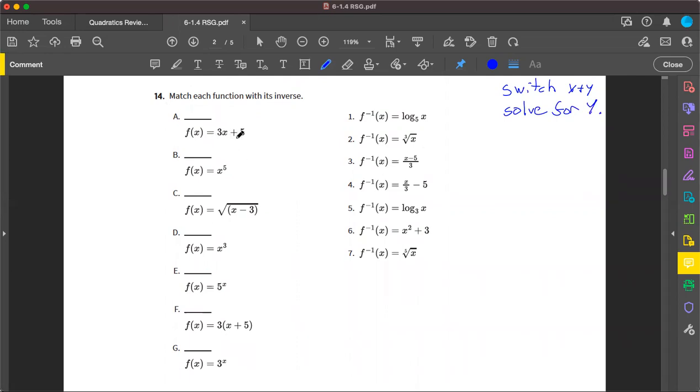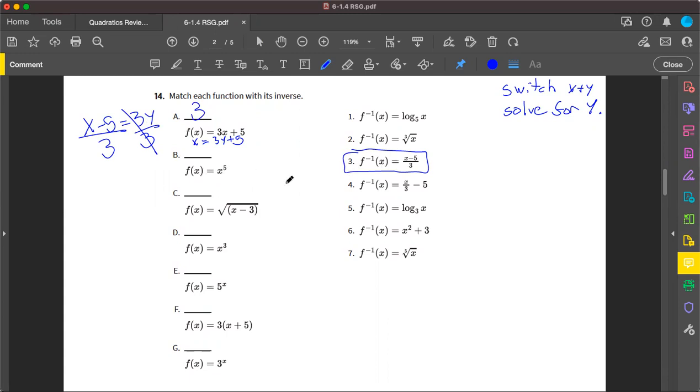So we have 3x plus 5. And if I switch this around, it's now x equals 3y plus 5. So solve for y. So get rid of 5 on both sides. This equals 3y. Divide by 3. So now we're looking for a function that's x minus 5 divided by 3. And lo and behold, boom, it's right there. So that's done.